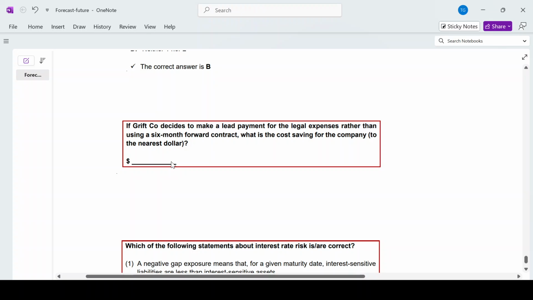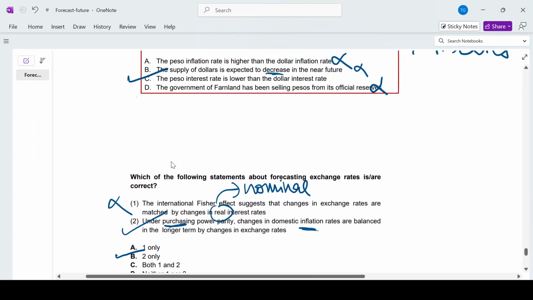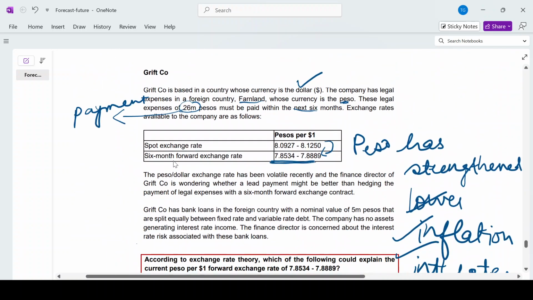If Grift company decides to make a lead payment for the legal expenses rather than using a 6-month forward contract, what is the cost saving for the company? As you can see, the pesos are strengthening. That means we will have to pay more dollars if we exchange them in the future. So what has the director suggested? The director has suggested that you should go for a lead payment.